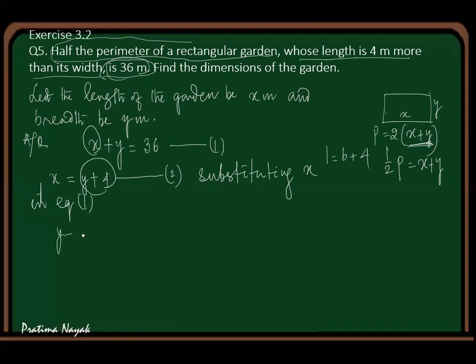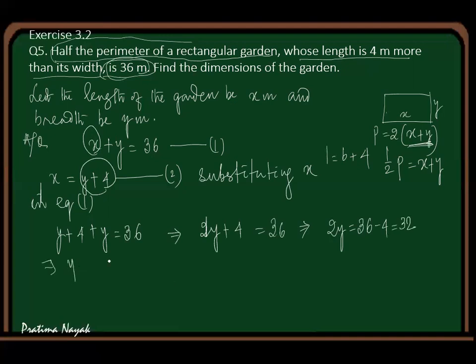So y plus 4 plus y is equal to 36, or twice y plus 4 is equal to 36, or twice y is equal to 36 minus 4, that will be 32, or you will get y is equal to 32 divided by 2, that will be 16 meter. So this is width. So what will be length? Length is 4 more than width. So 16 plus 4, that will be 20 meter.